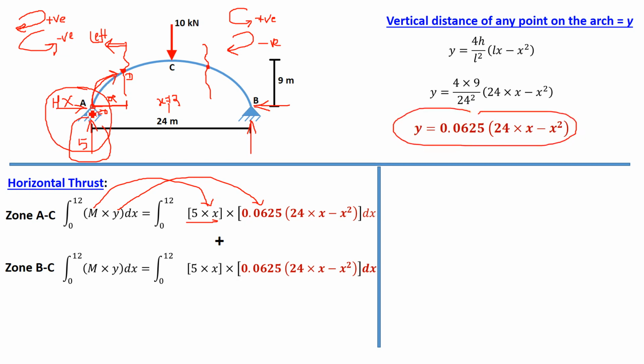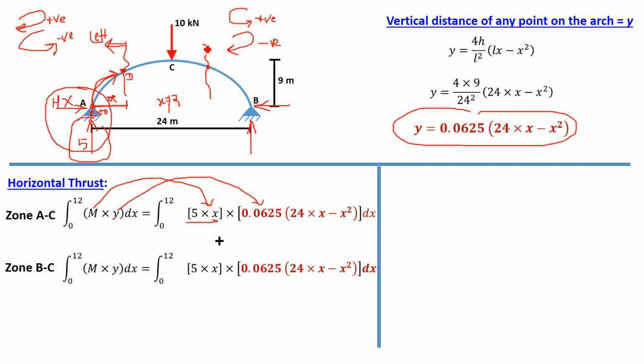Okay, now half of the arch is over, that is A to C. For the remaining half of the arch, we can use the logic of symmetry. If a symmetrical load is acting on the arch, this moment will be exactly double, twice. Or if it is unsymmetric, we have to take the moment of the right zone separately. So here it is symmetric, but we'll see how to take moment in the right zone also.